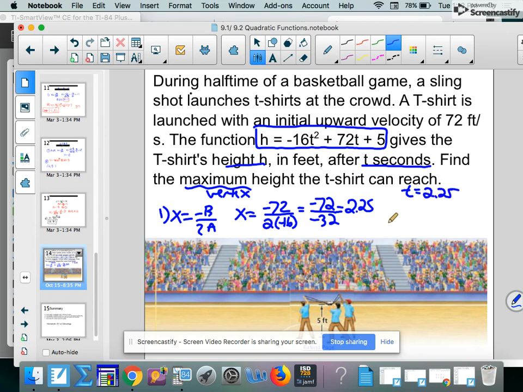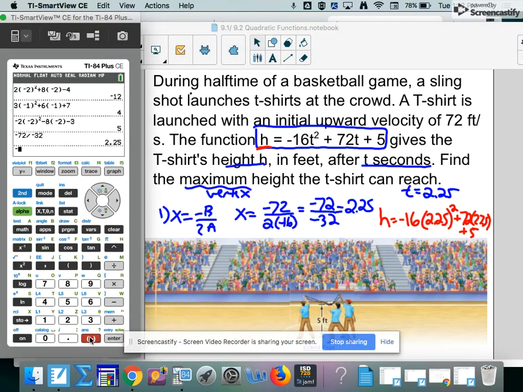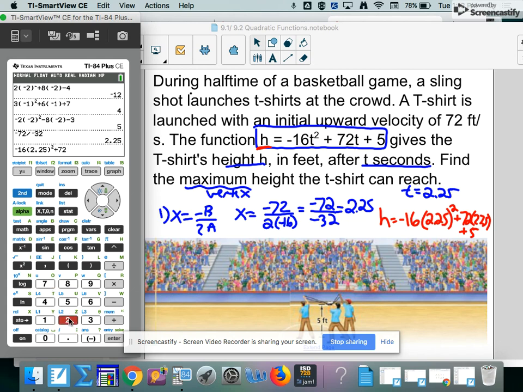If you want to write x is 2.25, that's fine as well. But now I need to plug it in to find y, which in this case is the height. So that's what I want to find. I'm going to plug it in for t, into that equation I had boxed. It's just asking you really to find the vertex. So -16 times 2.25 squared plus 72 times 2.25 plus 5. That gives you 86.